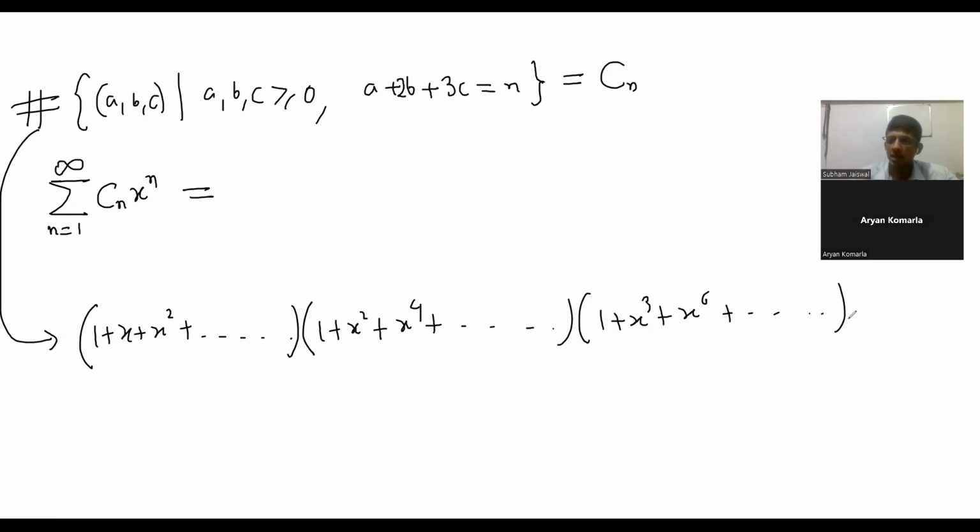It's exactly the number of ways to write n as a plus 2b plus 3c, because of the way you've chosen the coefficients. So this expression is this.